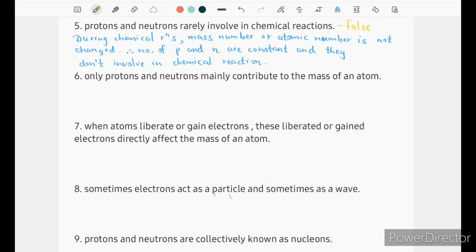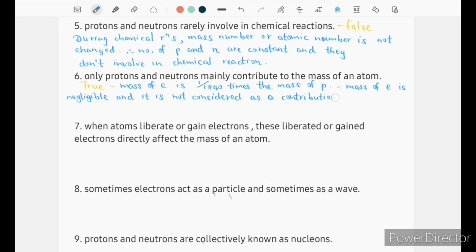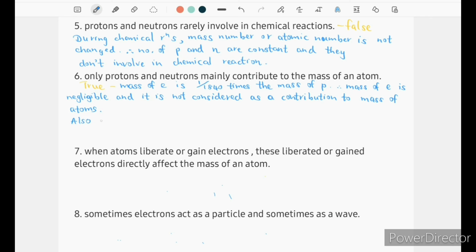Sixth one, only protons and neutrons mainly contribute to the mass of an atom. This statement is true. Mass of electron is 1 over 1840 times the mass of proton. Therefore, the mass of electron is negligible and it is not considered as a contribution to the mass of atoms. Also, the contribution of neutron to the mass of atoms is greater.